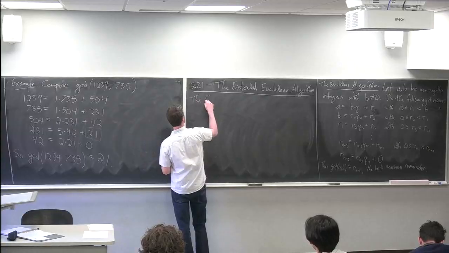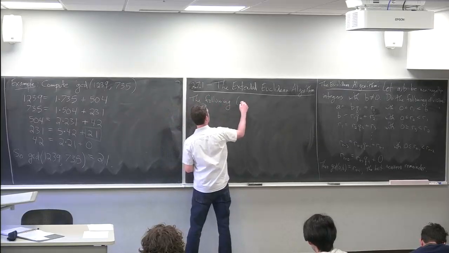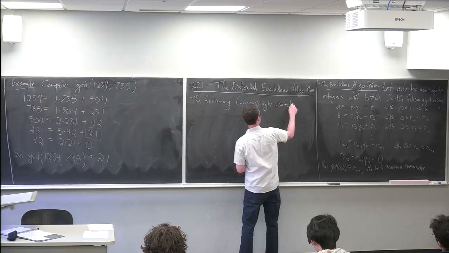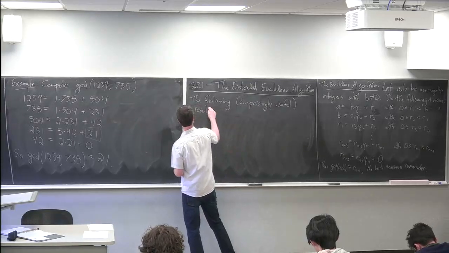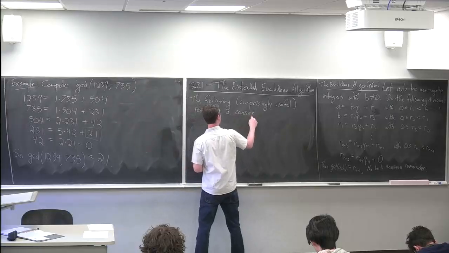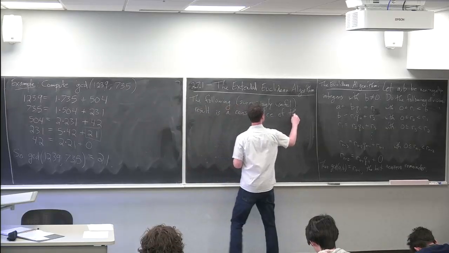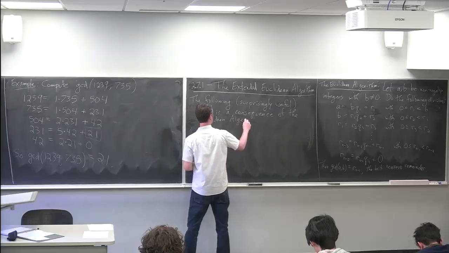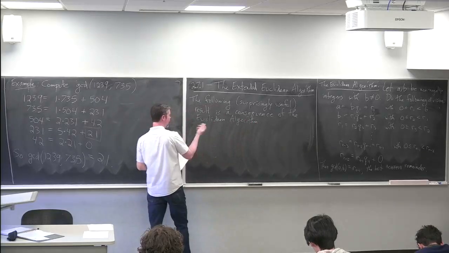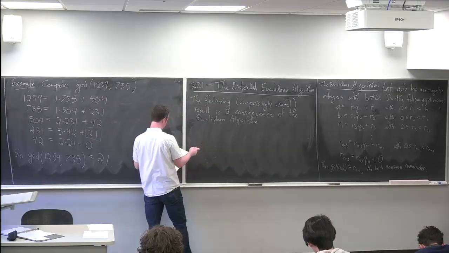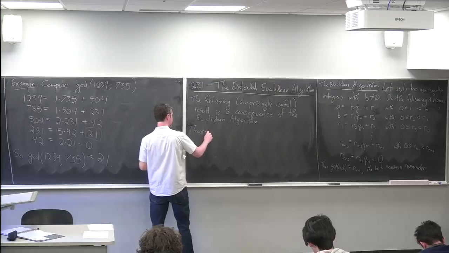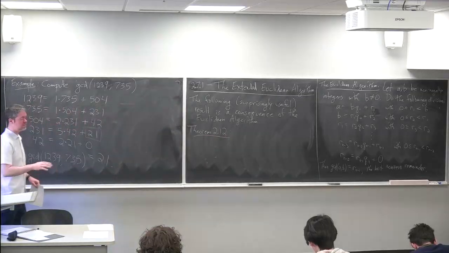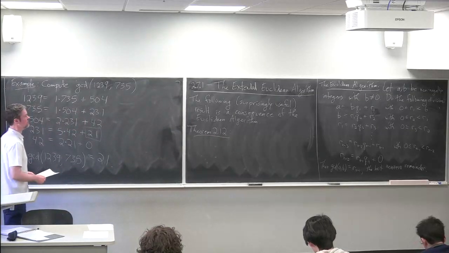So the following surprisingly useful result is a consequence of the Euclidean algorithm. We'll see what it has to do with the Euclidean algorithm probably next time. But I want to state this and maybe think a little bit about an example or two. So this is theorem 2.1.2, which is going to be a pretty important theorem for a lot of what we do early on in this course, maybe even later.